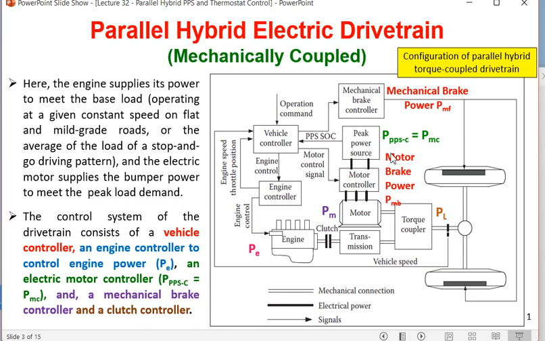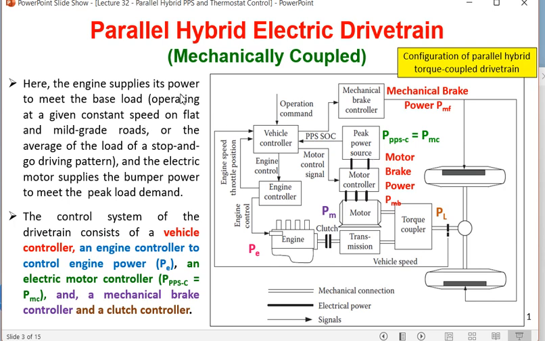Now you are finding there is battery charging. Whatever energy is stored in the battery is called PPS, and PMC is the motor charging. Okay, and there are two brake powers. One is the mechanical brake power given by PMF, and there is the electrical brake power or motor brake power which is given by PMB. So this PPS is producing the motor brake as well as the motor traction. Both powers are coming from the peak power source.